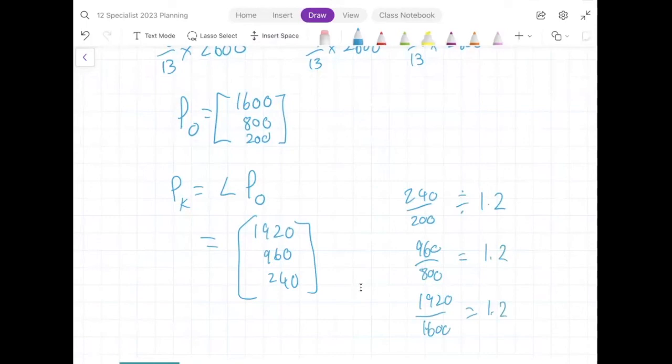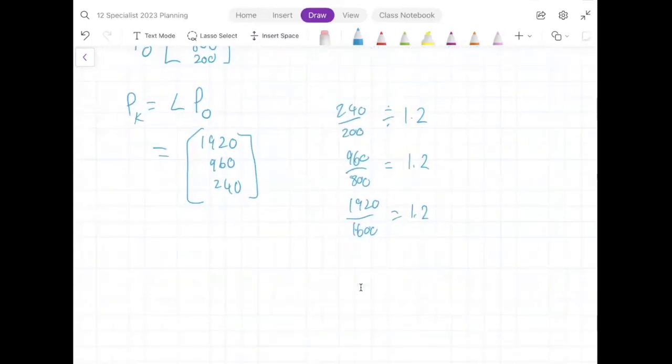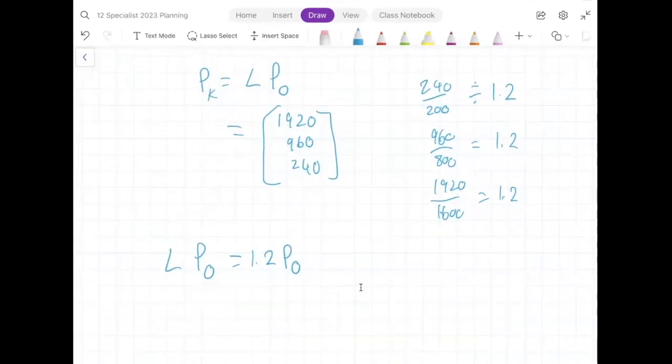So therefore, if I want to times by my factor so it's constant from the beginning, my final answer here will equal 1.2 multiplied by P0. Or I could say my Leslie matrix times P0 is equal to simply 1.2 times P0, where 1.2 is the growth rate of my population. So instead of multiplying by a whole big matrix, I can just scale my population by 1.2 instead for L.